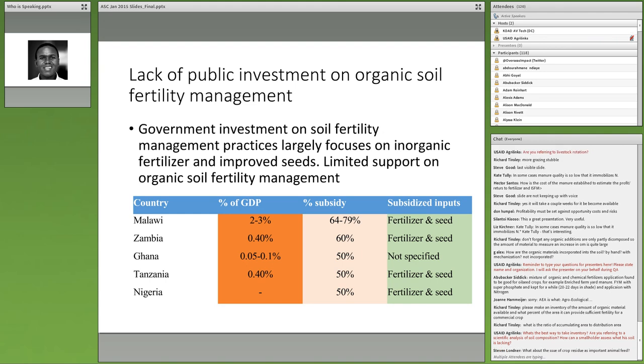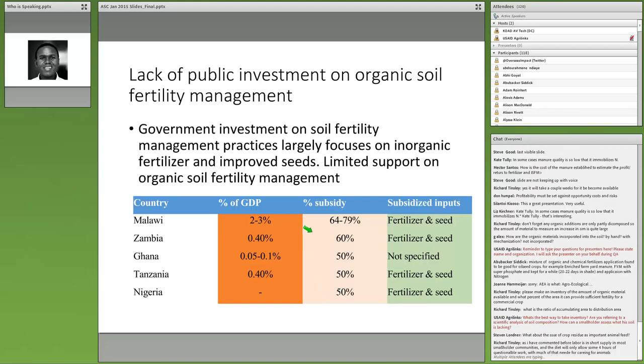There's also lack of public investment into ISFM and organic inputs. And we looked at this fertilizer for these countries, Malawi, Zambia, Ghana, Tanzania, and Nigeria. And they are spending quite a lot of money on this. Look at the subsidies. They are quite generous. This is 60 to 80% of the price, almost free, right? And it is also only going to inorganic fertilizer, nothing about agroforestry or anything like that.